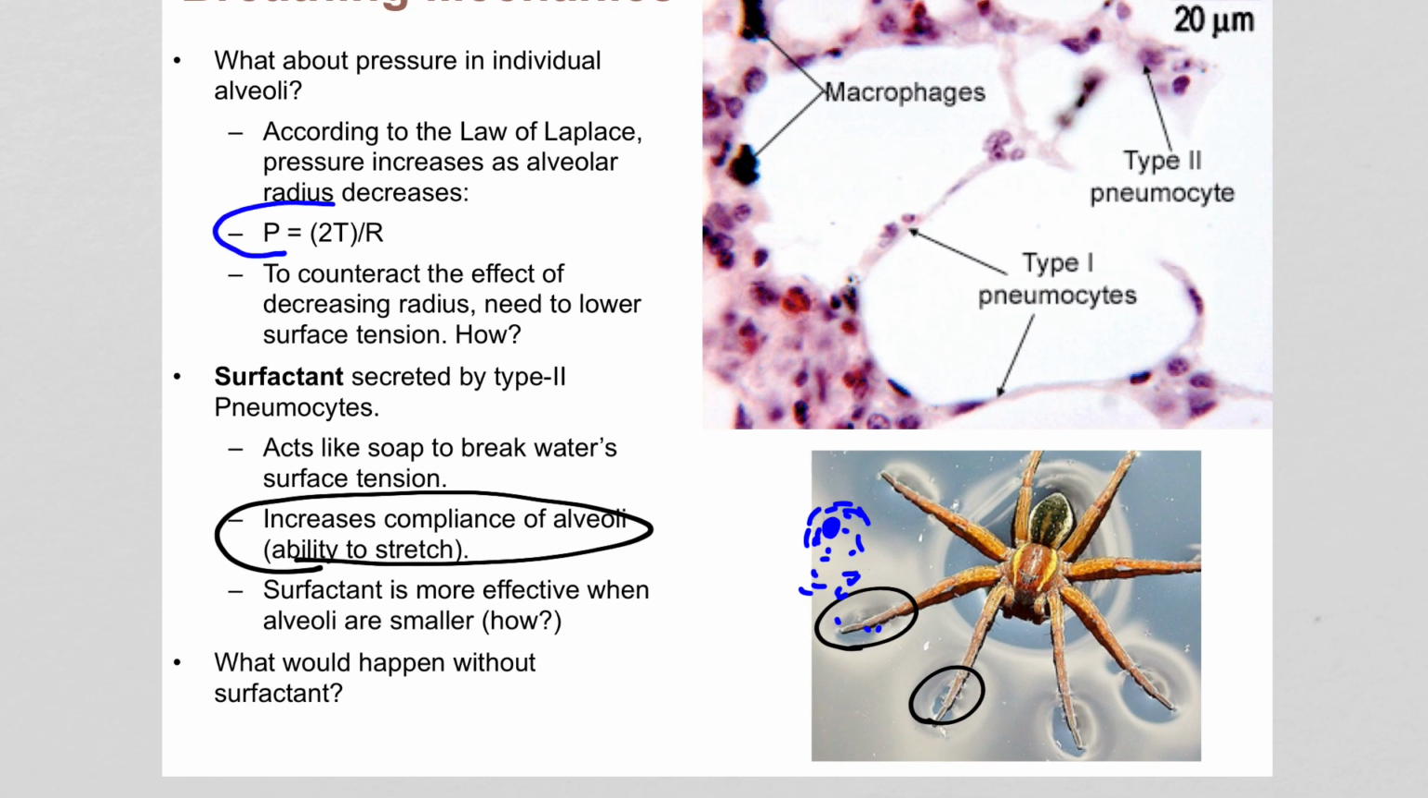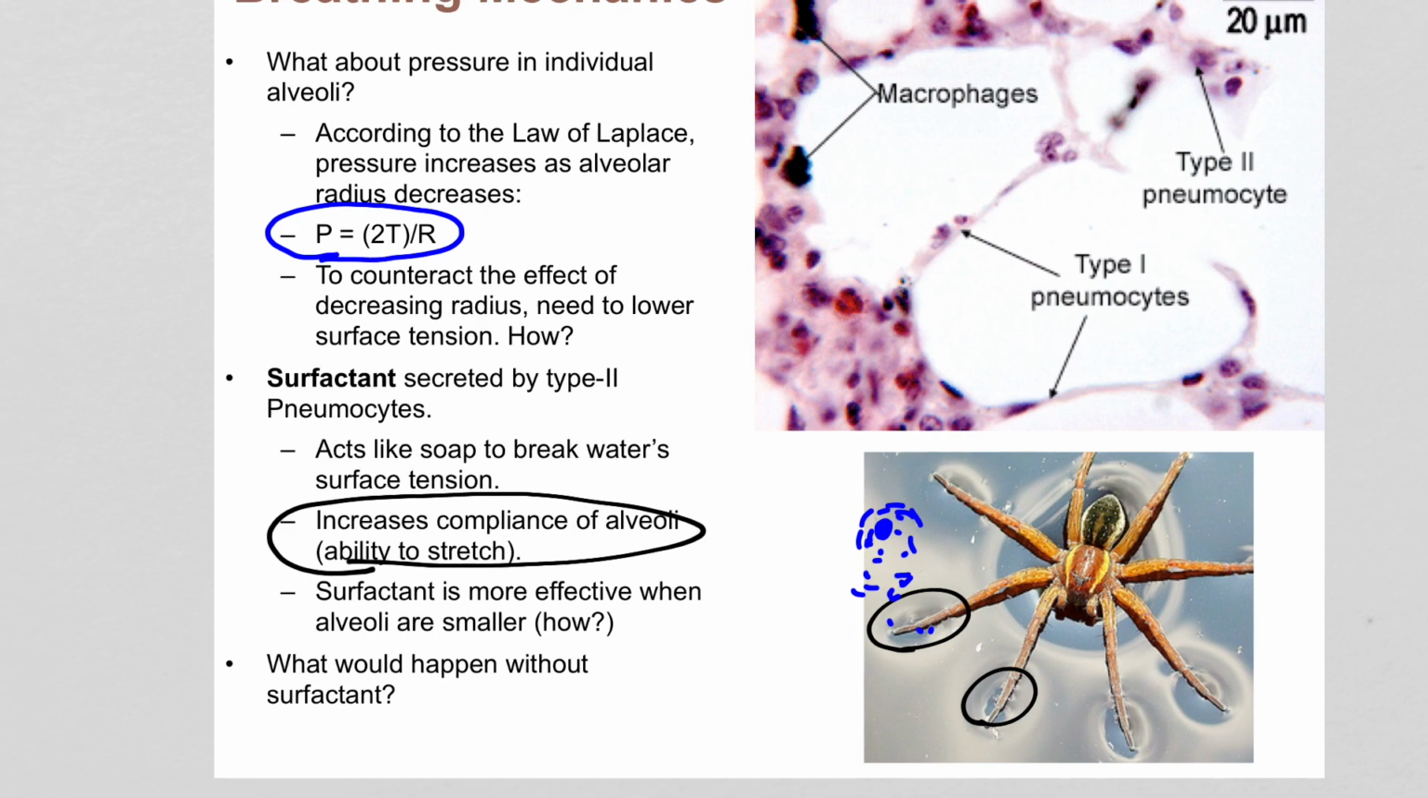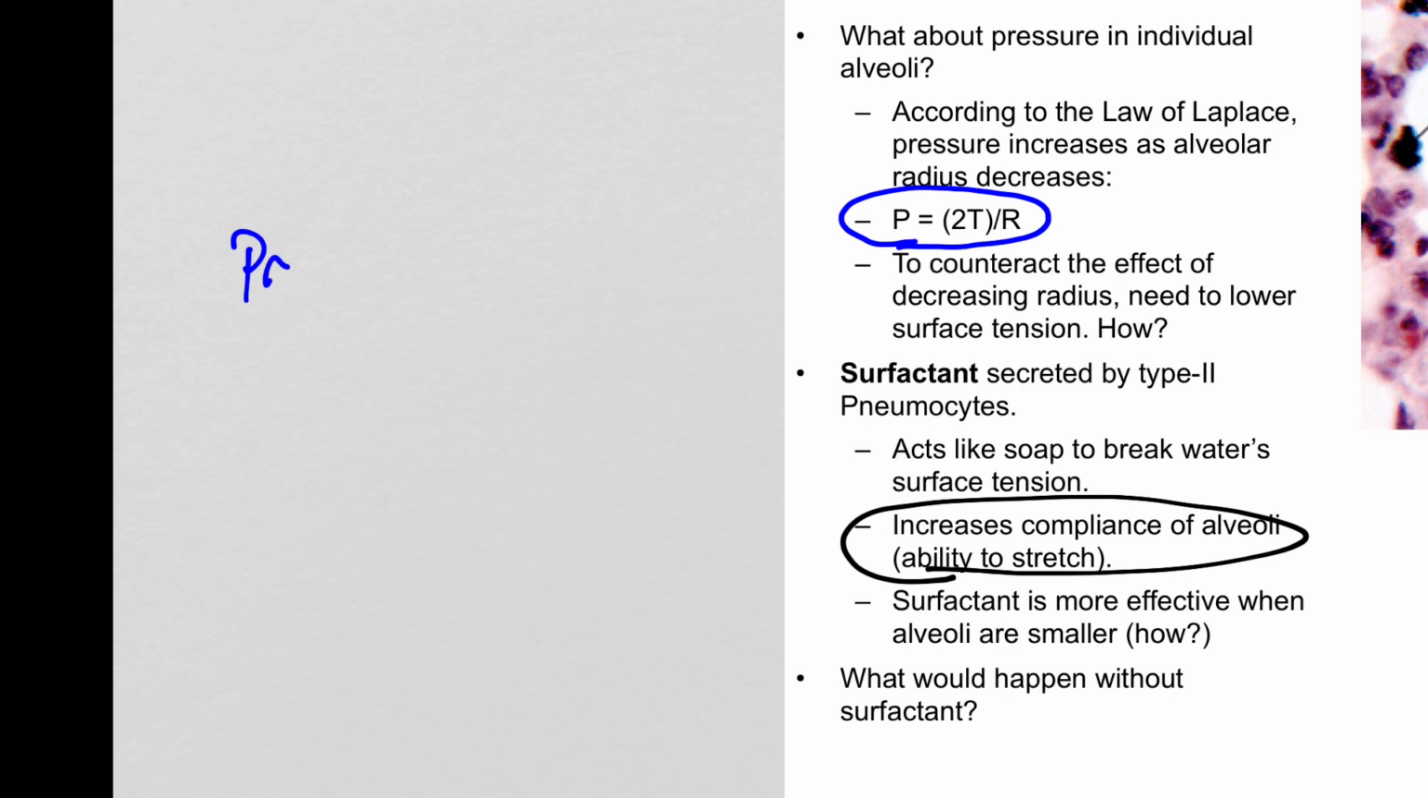Our equation for pressure is 2T over R, right? And that equation translates to pressure is equal to 2 times the tension, meaning the surface tension caused by polarity in water, divided by R. R, in this case, is radius.